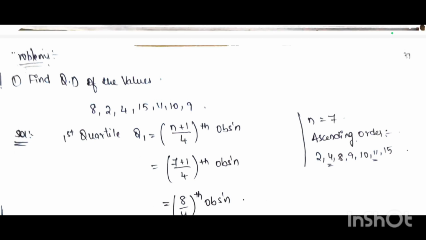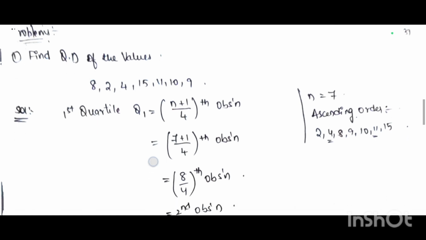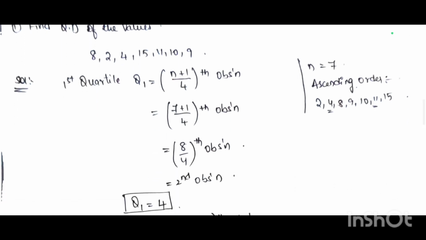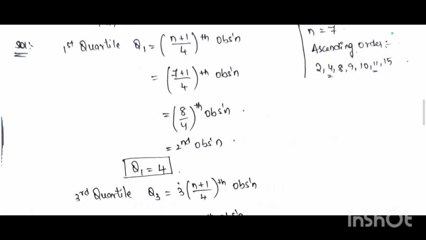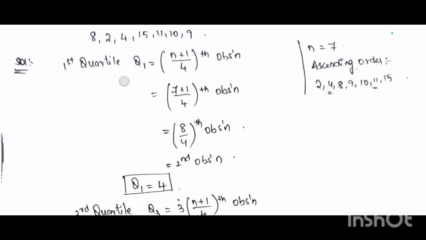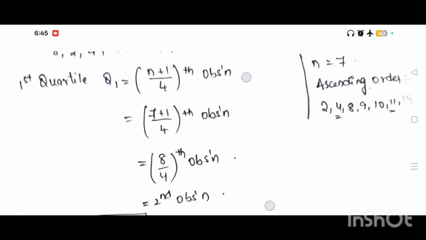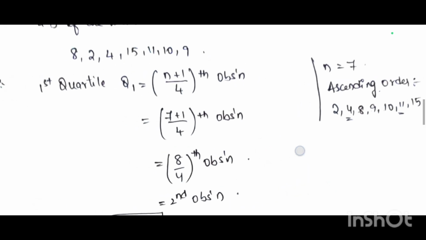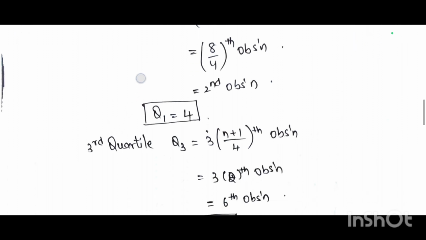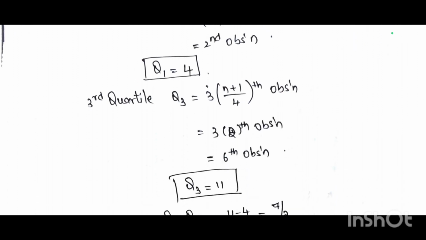What is the formula? Here n is odd, 7 observations. So (n plus 1) divided by 4th observation is our Q1. 7 plus 1 is 8, divided by 4, that is the second observation is our Q1. What is our second observation here? That is 2, 4, so the second observation is 4. So Q1 is 4.